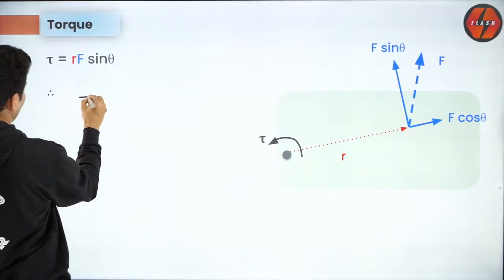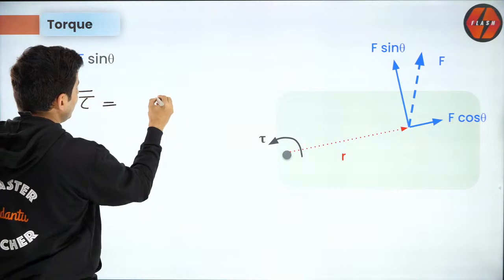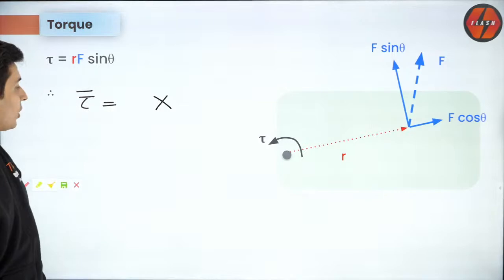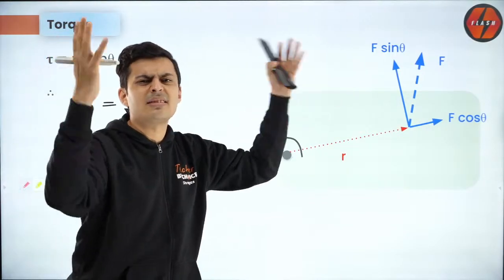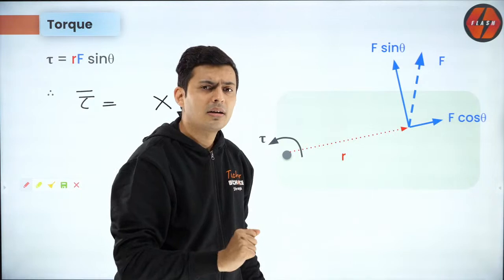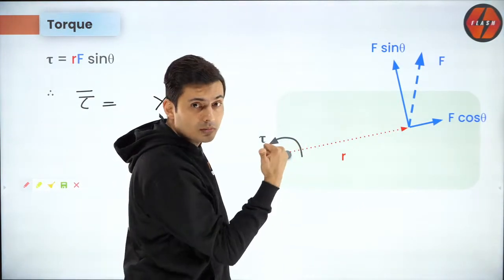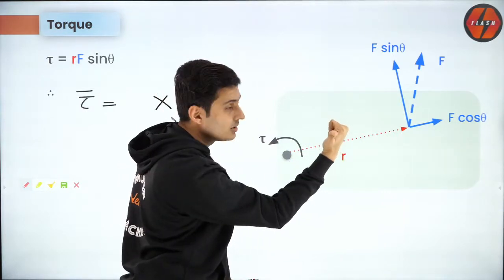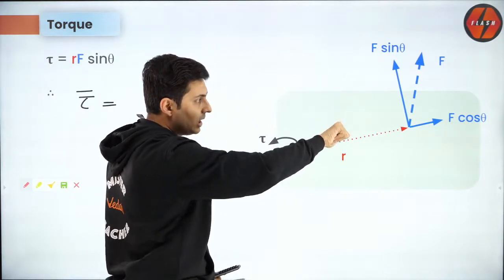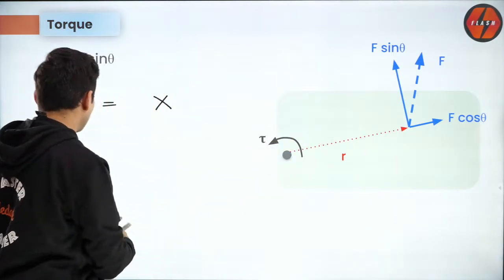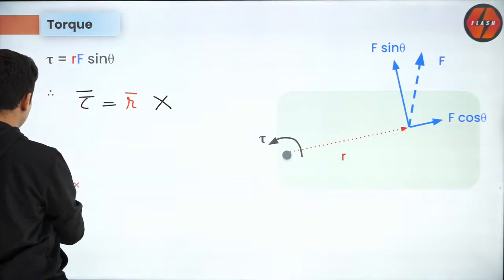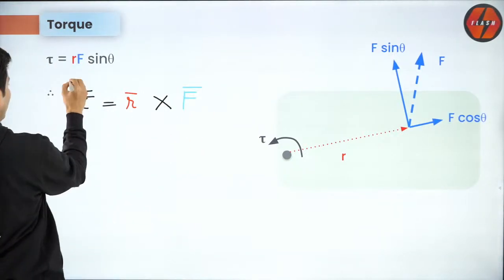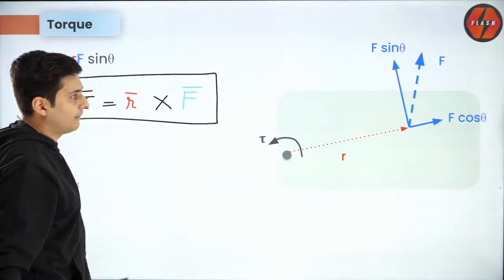So torque will be equal to something cross something. Now what cross what? Is it R cross F or F cross R? Very simple. Where is torque? Torque is coming towards you. Now if you do R cross F, it will come towards you. If you do F cross R, it will go away from you. So it has to be R cross F. Understand that. So that's the final formula for torque. It's R cross F.